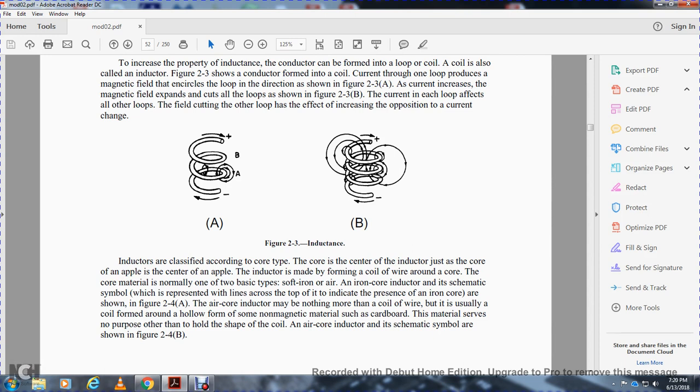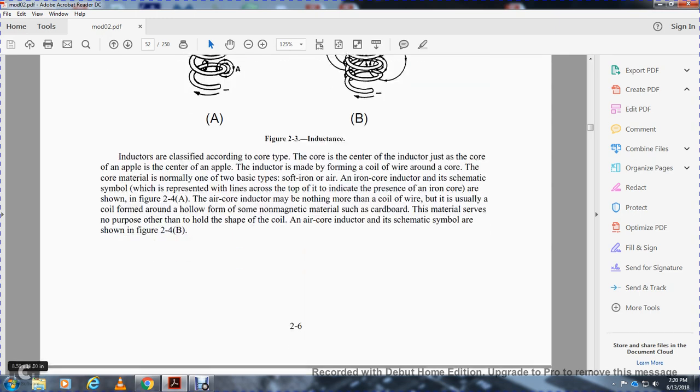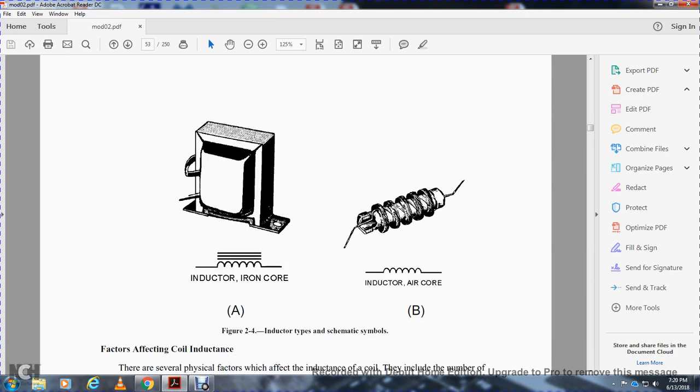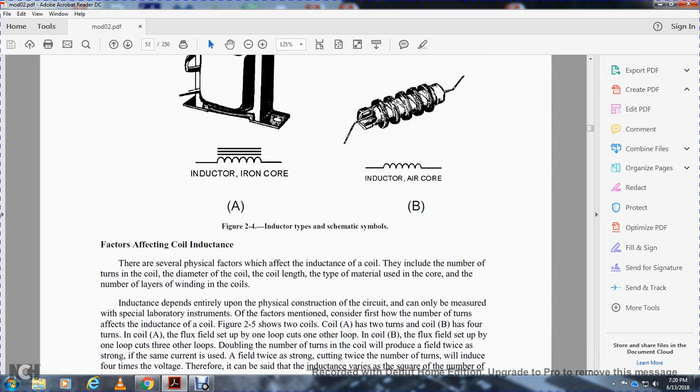The air core inductor may be nothing more than a coil of wire, but it's usually a coil formed around a hollow form of some non-magnetic material such as cardboard. The material serves no purpose other than to hold the shape of the coil. The schematic symbol of an air core inductor is shown in figure 2-4B. Alright, the iron core inductor is shown in A, and the air core inductor is shown in B.